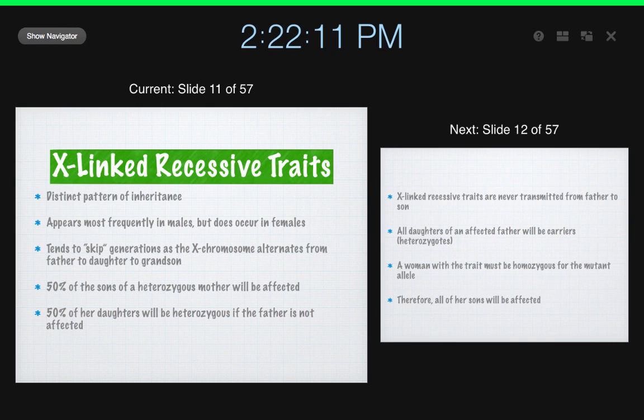Again, it's going to tend to skip generations because sons inherit the X chromosome from the mother. The mother's probably going to be a heterozygote and not have the condition, and so it goes from mother to son, and then from son to daughter, and then from daughters to the next generation. So you have this kind of skipping of generations. Okay? So if you have a heterozygous mother or carrier, if you want to use that term, half of the sons will be affected. The daughters will only be affected if the father's colorblind and the mother's at least a heterozygote. Okay?